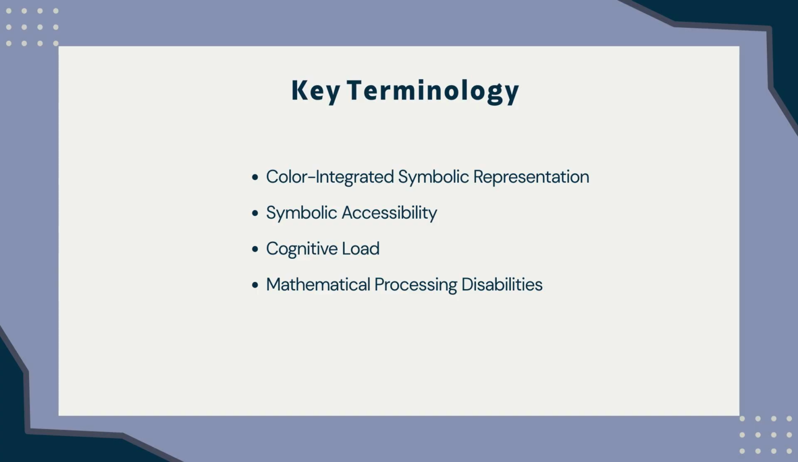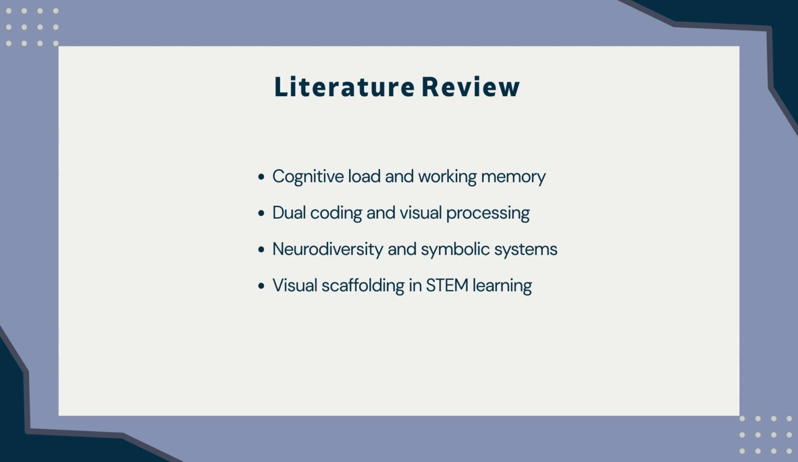I am especially interested in how color affects symbolic navigation, conceptual organization, and perceived accessibility within statistics tasks. The key terms are color integrated symbolic representation, symbolic accessibility, cognitive load, and mathematical processing difficulties. Together, these terms keep the project focused on access to symbolic meaning, not just performance or preference. The literature connects four main areas: cognitive load and working memory, dual coding and visual processing, neurodiversity and symbolic systems, and visual scaffolding in STEM learning.